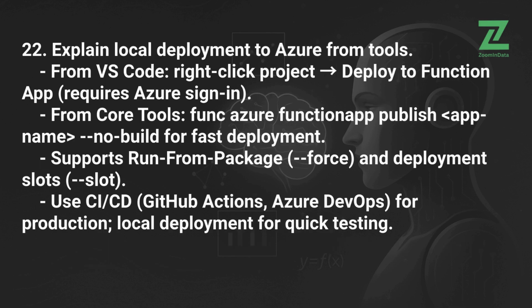22. Explain local deployment to Azure from tools. From VS Code, right-click project, right-pointing arrow, deploy to function app, requires Azure sign-in. From Core Tools, func azure functionapp publish <app name>, with --no-build for fast deployment. Supports run from package, --force, and deployment slots, --slot. Use CD, GitHub Actions, Azure DevOps, for production, local deployment for quick testing.